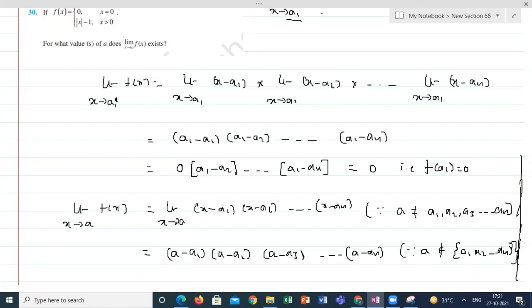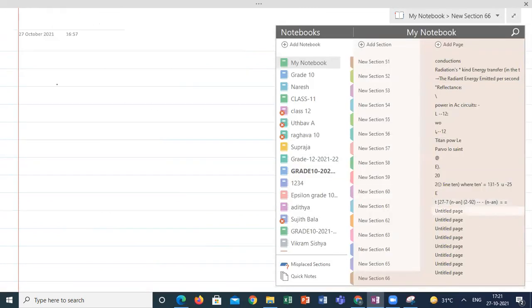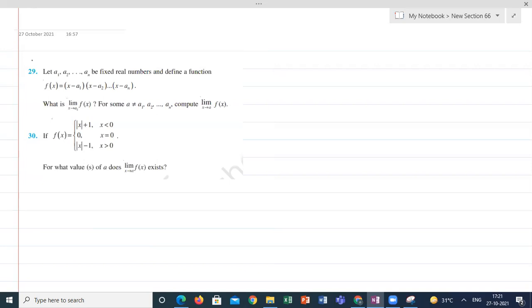So two cases we are solving here. Clear? Students, are you clear what I'm saying? Yes, sir. Move to the next question. Yeah. How will we deal with this question?